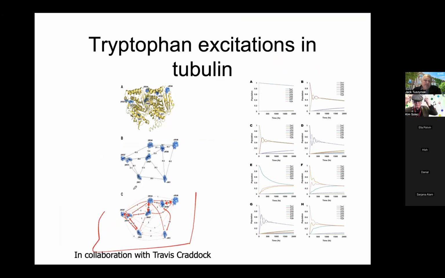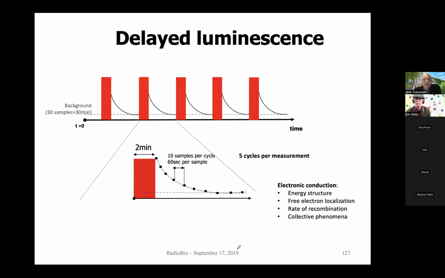And in fact, this is a computational prediction, which we published together with my student, Travis Craddock, who is now a professor and Canada Research Chair at the University of Waterloo. So I'm very proud of him. He's done very well for himself.